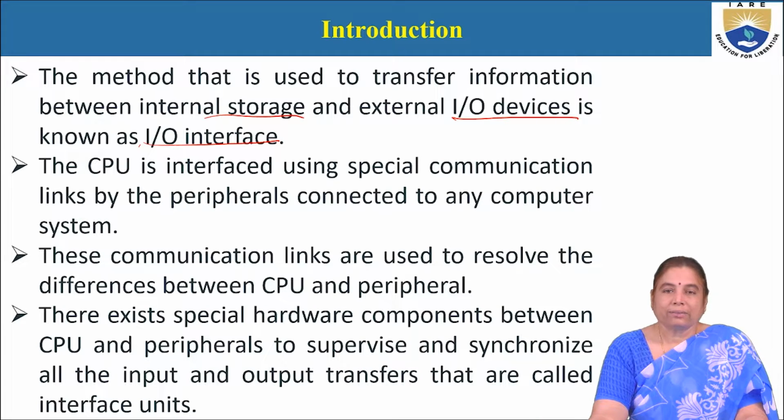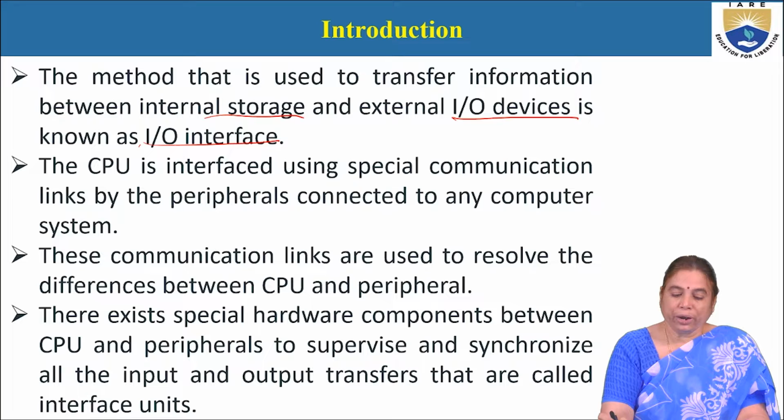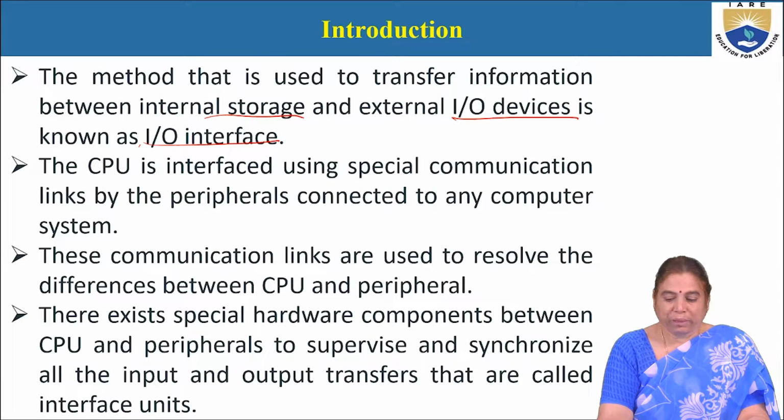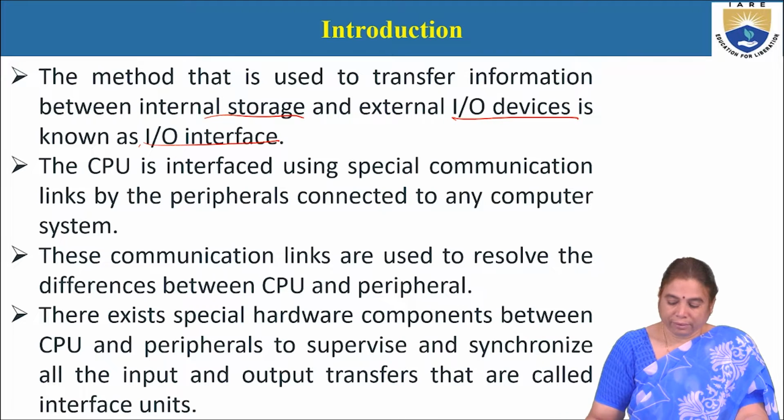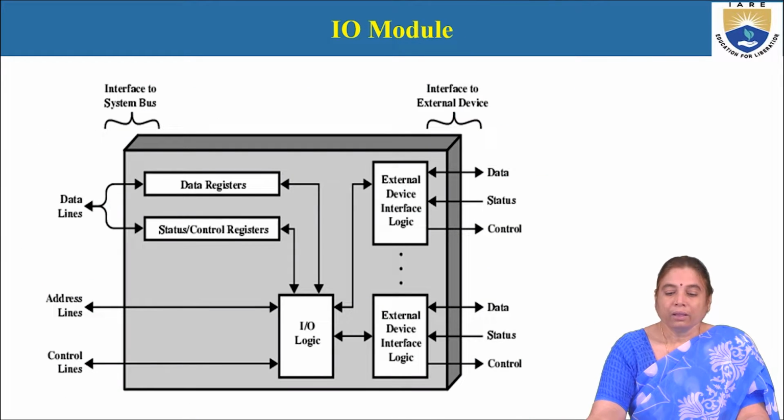So there exists a special hardware component between the CPU and peripheral to supervise and synchronize all input-output transfers, which is called the interface unit. Each peripheral device that is connected to the CPU can have an interface. So this is the IO module.